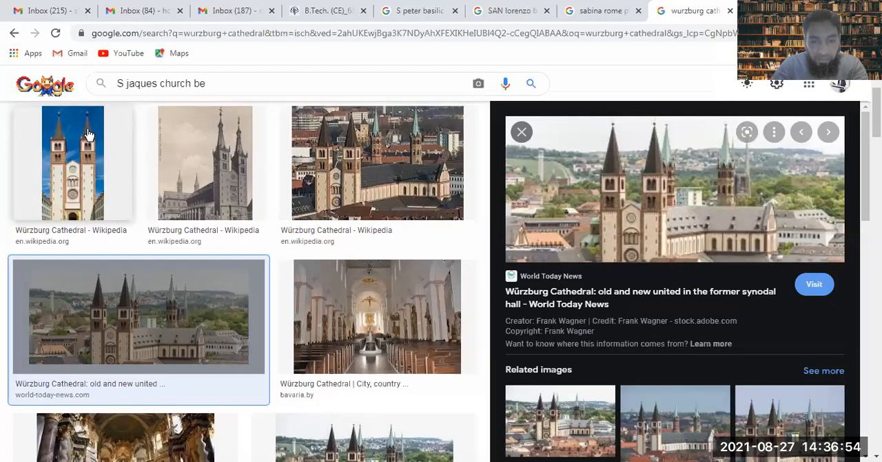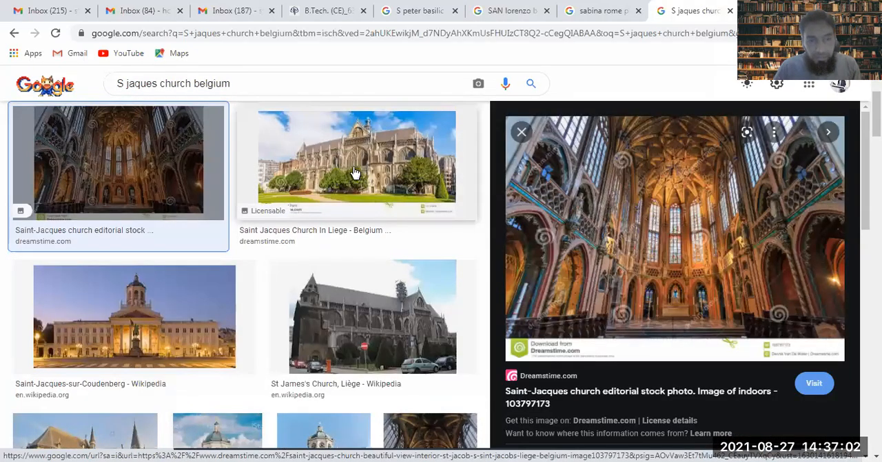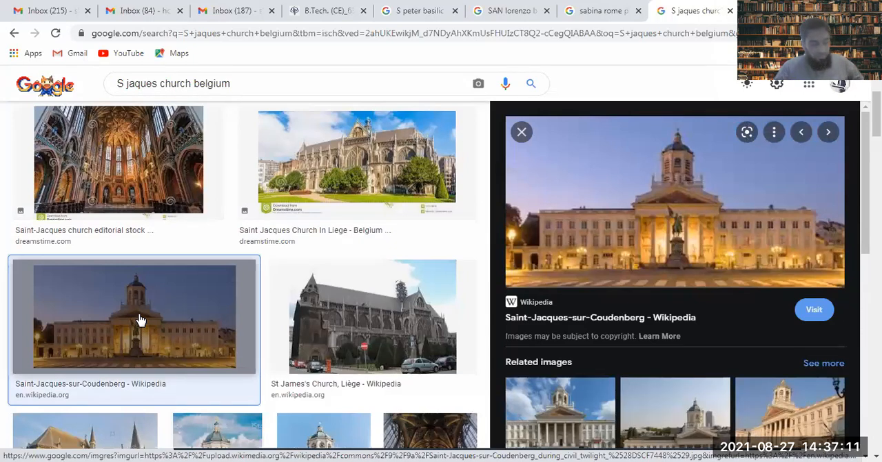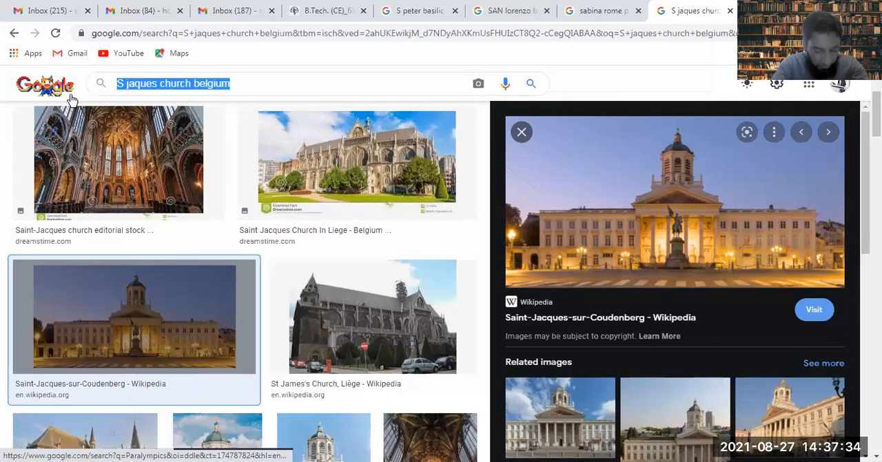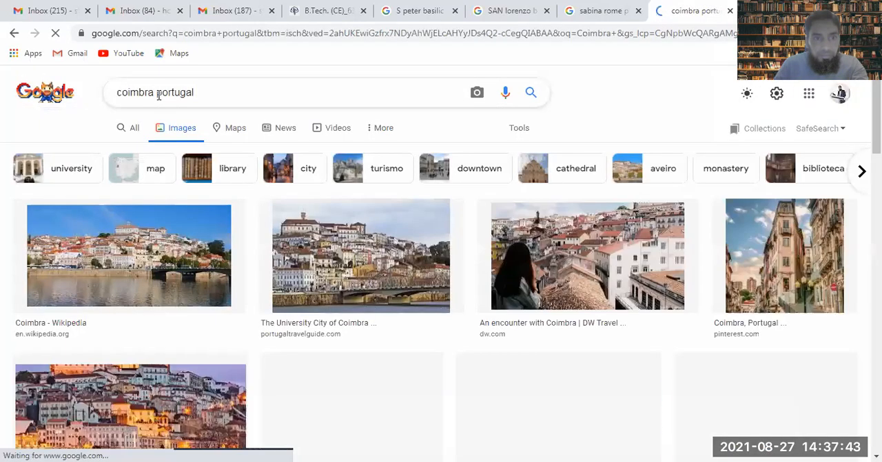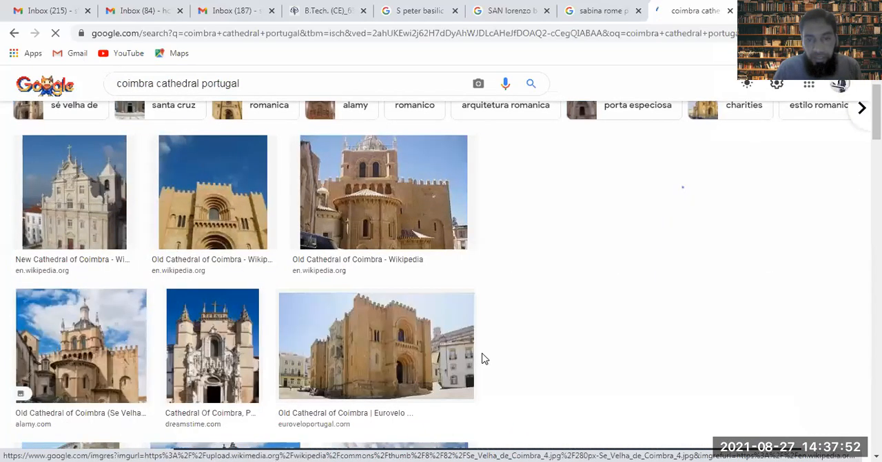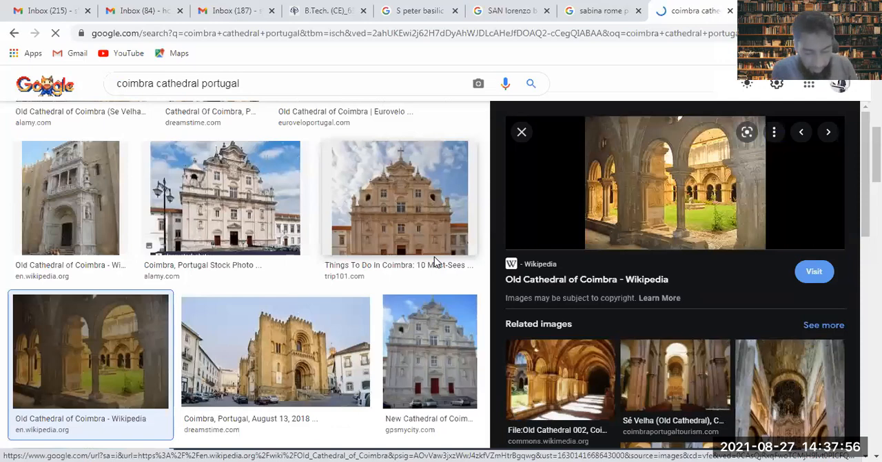Belgium. This is quite an architectural marvel from inside. And if you move to Portugal, there is this structure, Old Cathedral of Coimbra in Portugal.